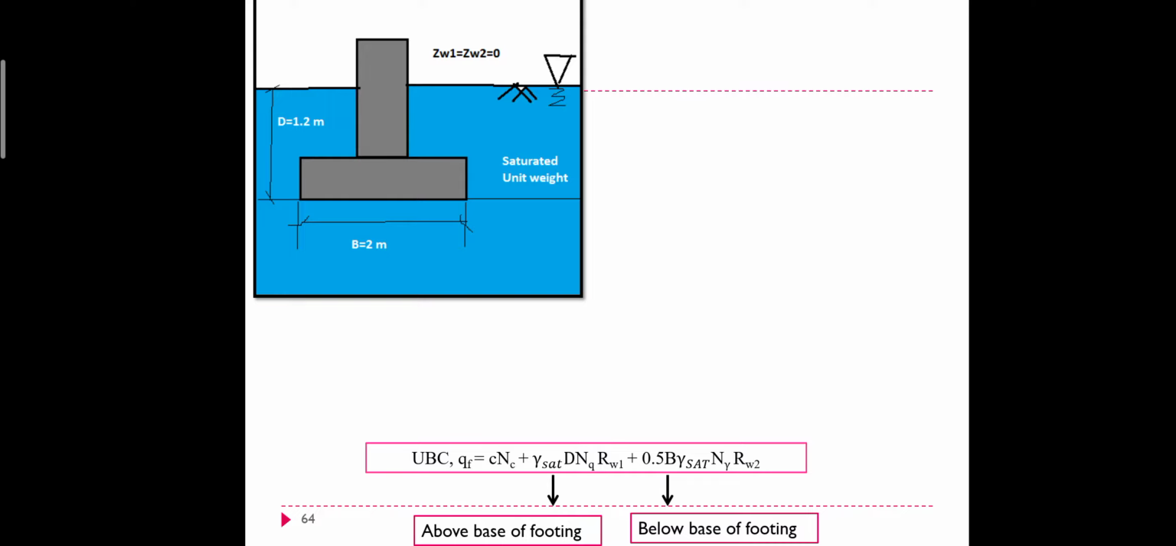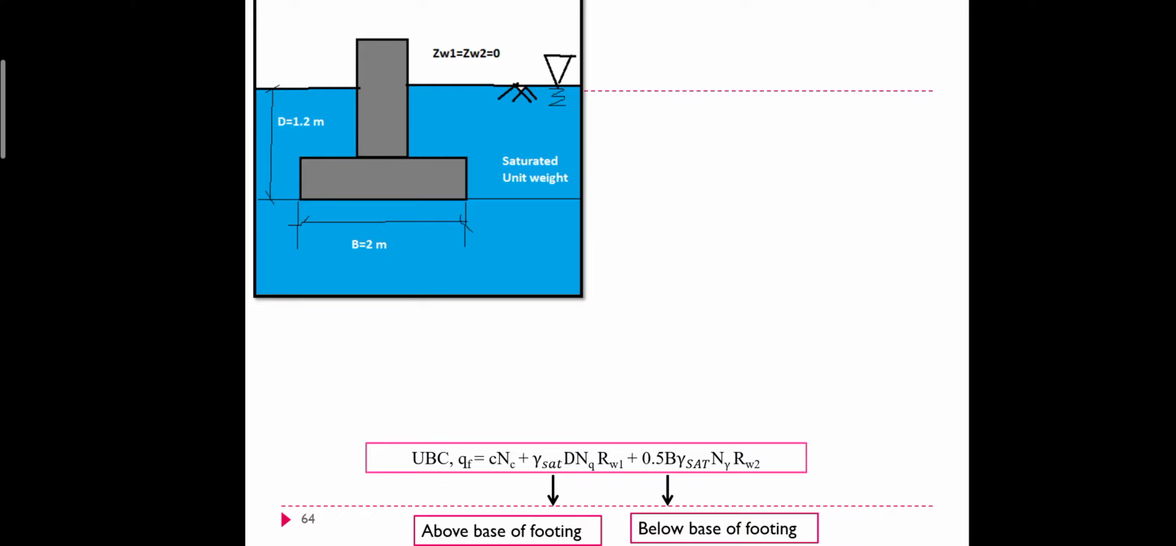Same foundation. You see the base of the foundation, that is the depth, which is 1.2 meter, and width is 2 meter, and the soil is entirely filled with water. The soil being entirely filled with water means what? Completely saturated unit weight is present. No dry unit weight in this case. In the earlier case dry unit weight was there. So what happens? Also you have to find ZW1, ZW2, because the effect of water is there.